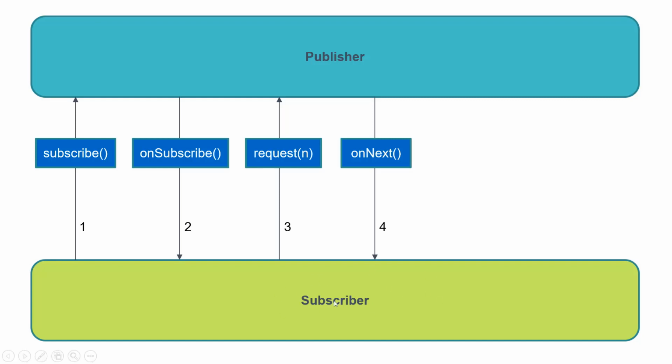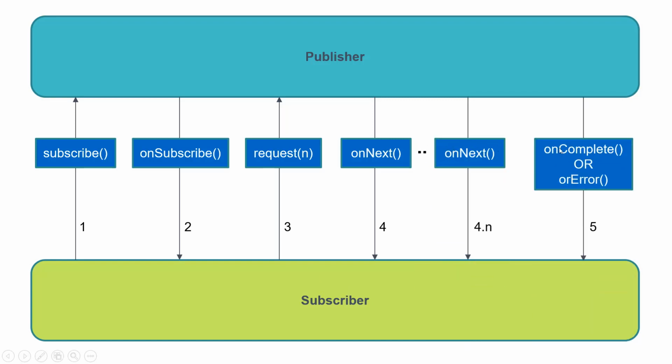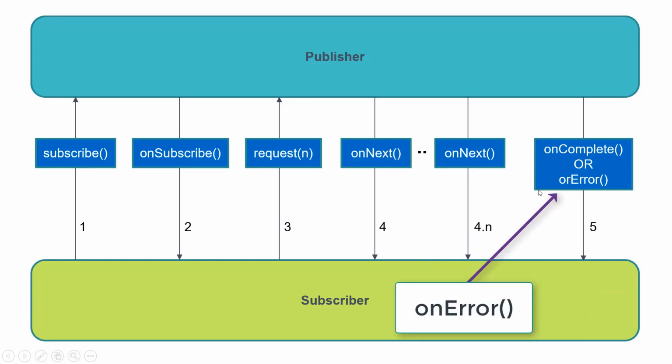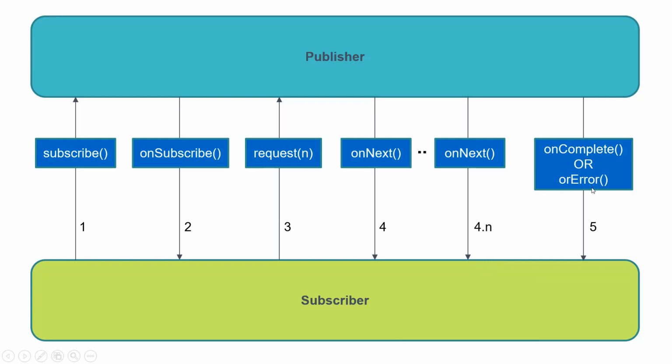Say subscriber has asked for 10 records. So then there will be 10 onNext events. And at the end, there will be either onComplete or onError event. So this depends, right? Either success or failure scenario.